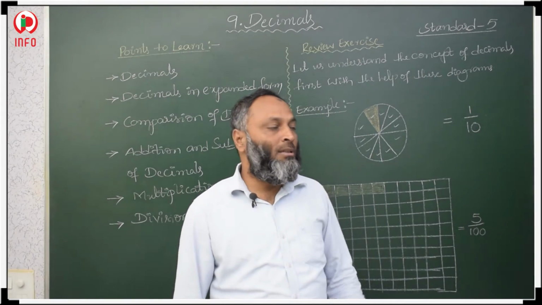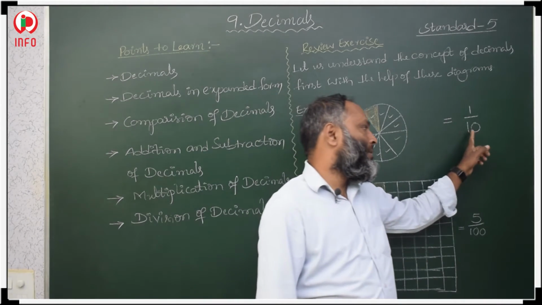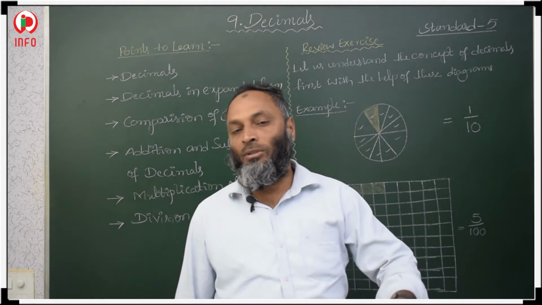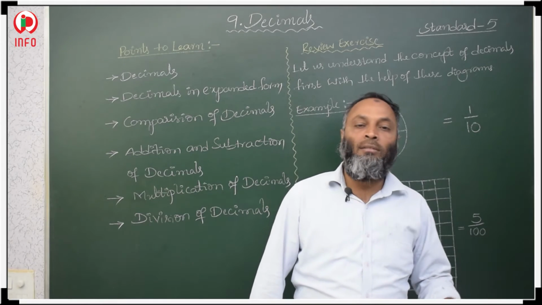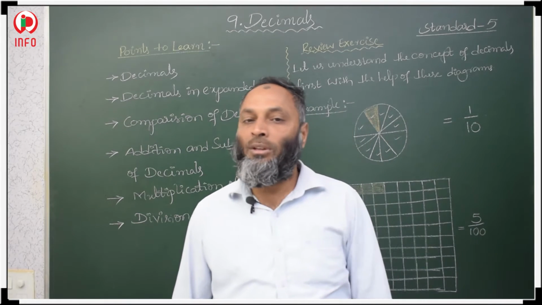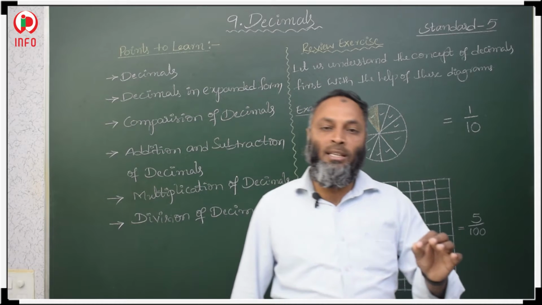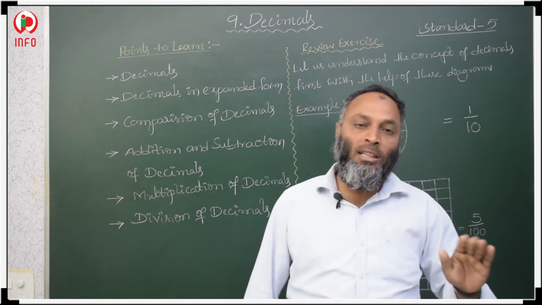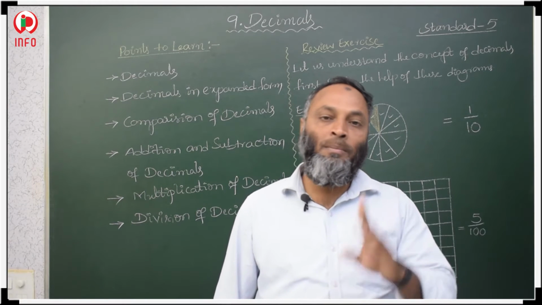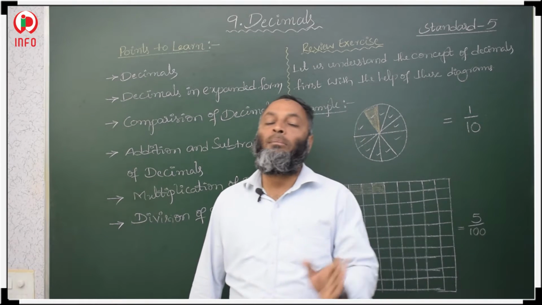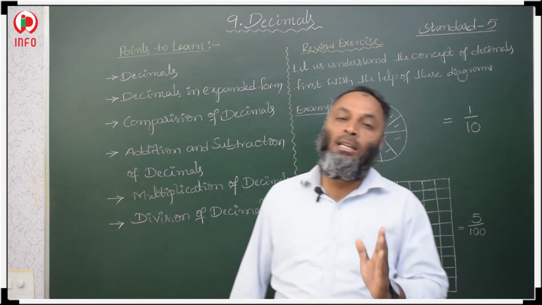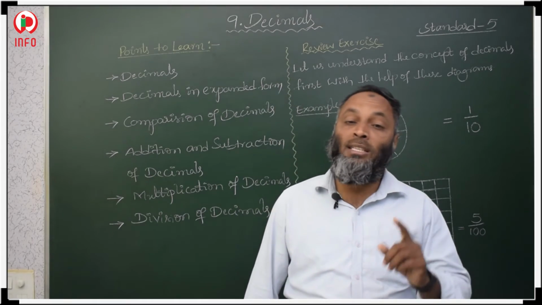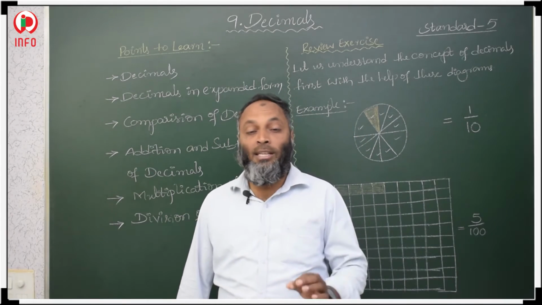What are the decimal numbers? The fractions with the denominators of 10, 100, 1000, 10,000, and so on. These type of fractional values are decimal numbers. If 10, or 100, or 1000, or 10,000 is there in the denominator, it means 10 multiples. If 10 multiples are there in the denominator of a fraction, then the fraction is a decimal number.